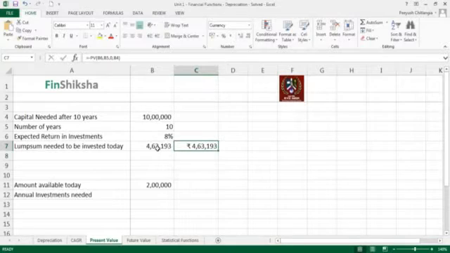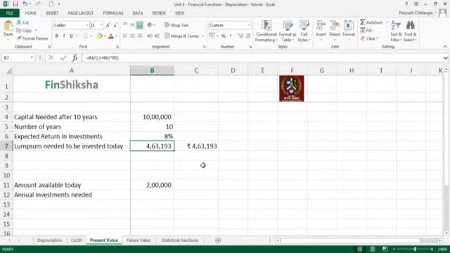That's the answer to our question, that if we have 4,63,193 today and we invest that at a rate of 8% for a period of 10 years, the return we will make out of this entire equation is going to give us 10 lakh rupees at the end of the period.